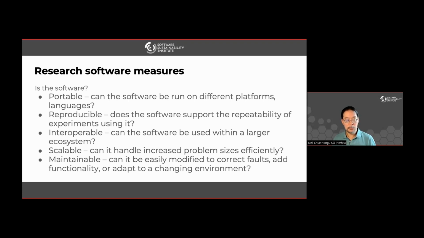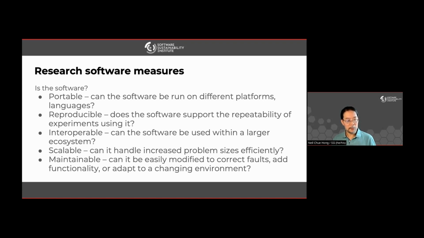Is it scalable? So can it handle different increased problem sizes efficiently? Can you use it for larger and larger pieces of research? And is it maintainable? Can it be easily modified to correct faults, either a small tweak by someone who's using it, or is it being well supported by the team that are developing it?